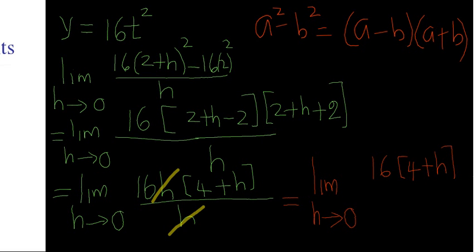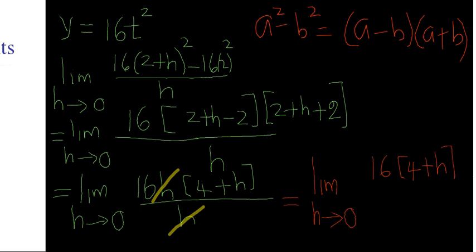That's going to be what? 2 plus h minus 2, the 2 gets cancelled, leaving h, and you have another h in the bottom. That gets cancelled out. So you get 2 plus h plus 2, that's going to be 4 plus h. When h approaches 0, that's 16 times 4 plus h. Then h goes to 0. That gives you 16 times 4, that's going to be 64 feet per second.